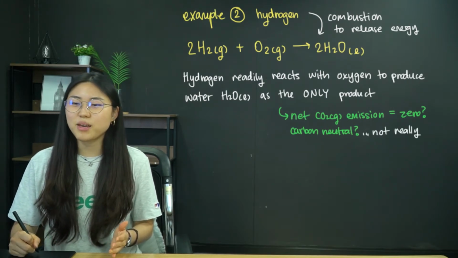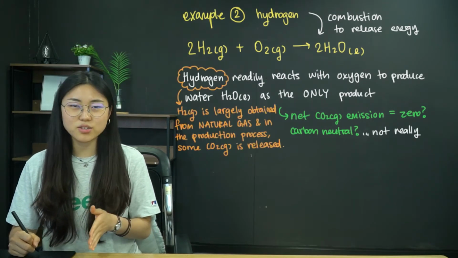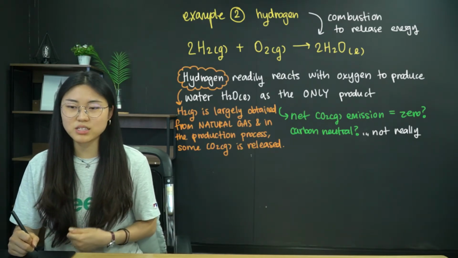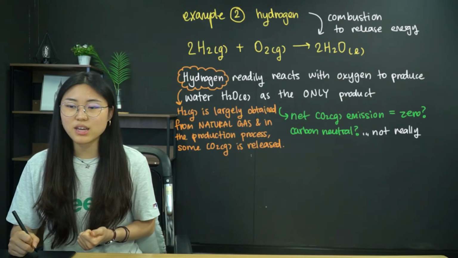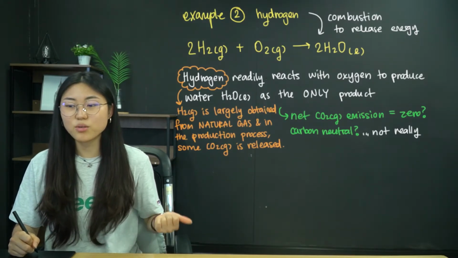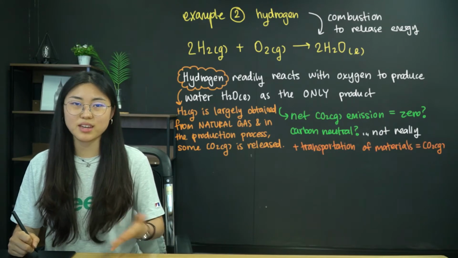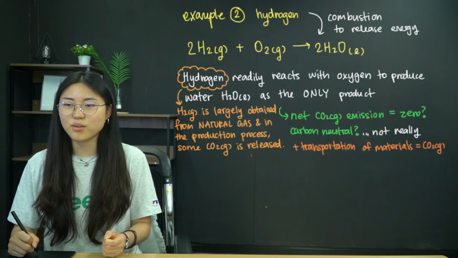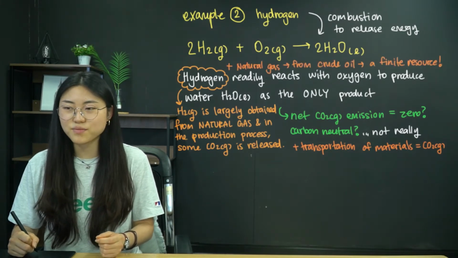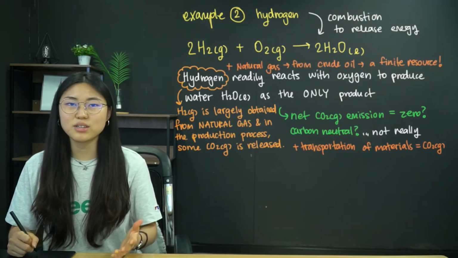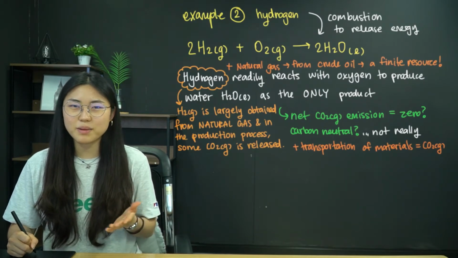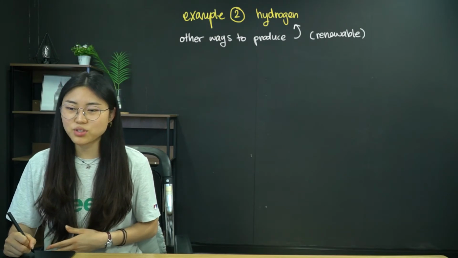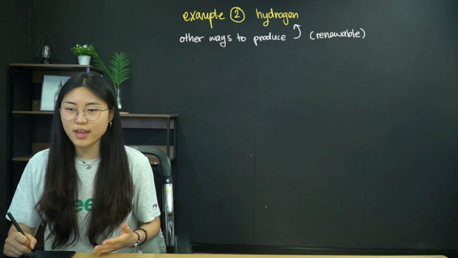Not really, because hydrogen, first of all, is largely obtained from natural gas, and in the production process, some carbon dioxide is released. Also, transportation of the materials again releases carbon dioxide. And the fact that natural gas is from crude oil, a finite resource, makes it a little bit less sustainable.